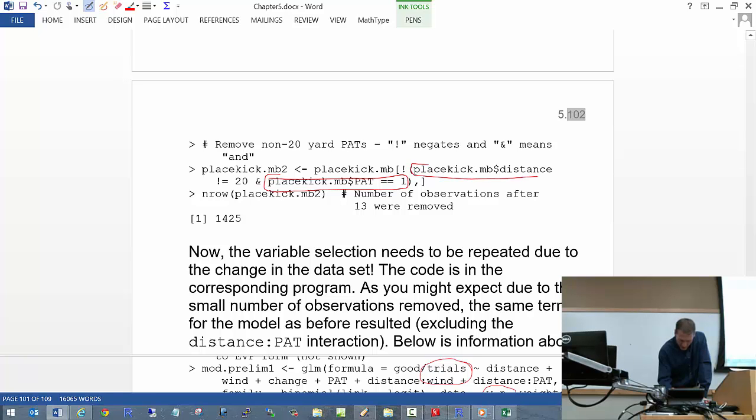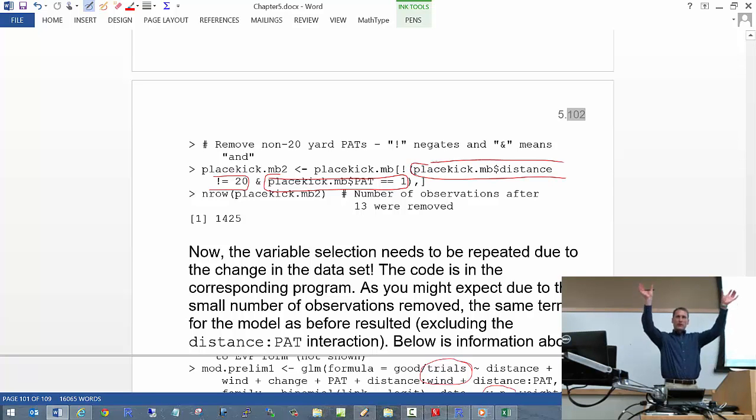How about this right here? placekick.mb$distance exclamation mark equal 20. Does anyone know what that's going to do? The exclamation mark means not in R. So it's going to give me a vector of 1438 trues and falses. It's going to be a true if it's not a 20-yard place kick. It's going to give me a false if it is a 20-yard place kick. Okay?